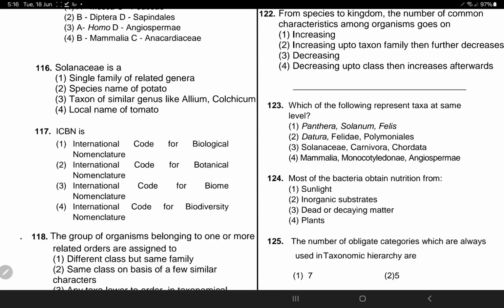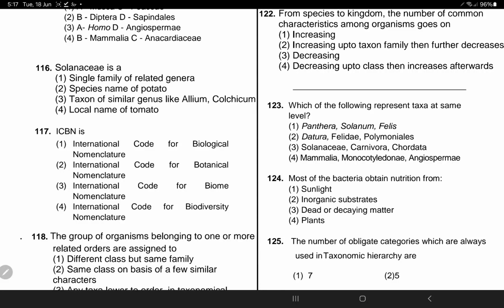So taxa at same level will be Panthera, Solanum, Felis. All the three are genus. Datura is the genus, Felidae is the family, Polynomials is the order. So this is not the correct one. Solanaceae is family, Carnivora is the order, Chordata is the phylum. This is also not correct. Mammalia is the class, Monocotyledonae is also a class, Angiospermae is the division part.